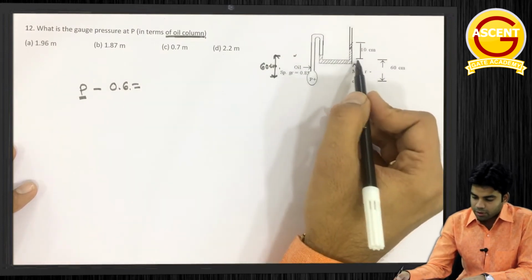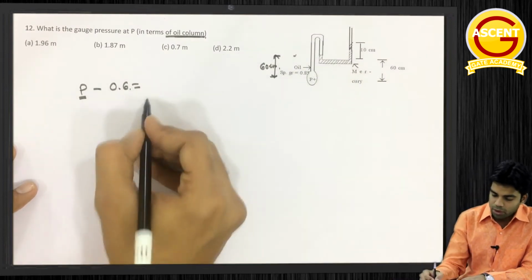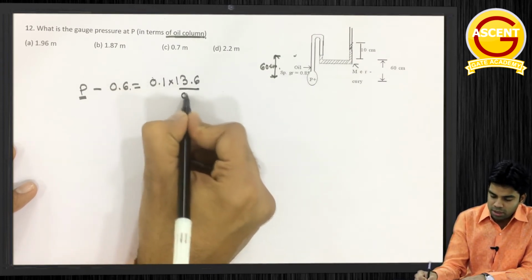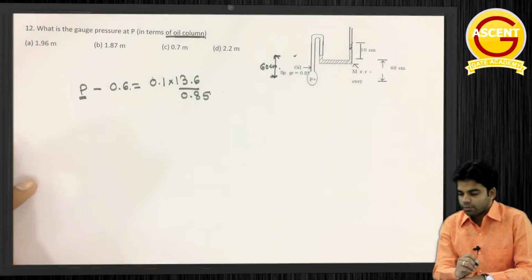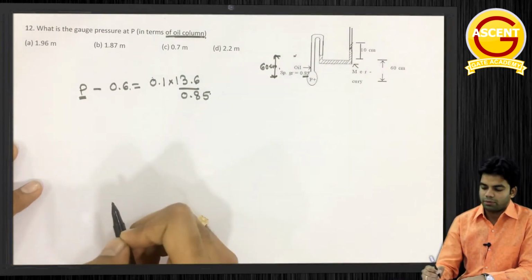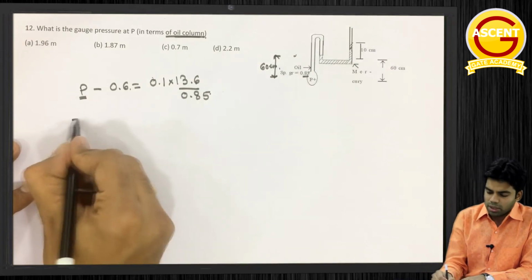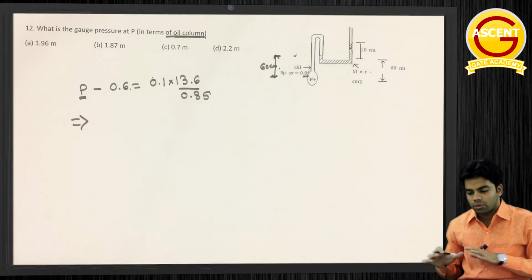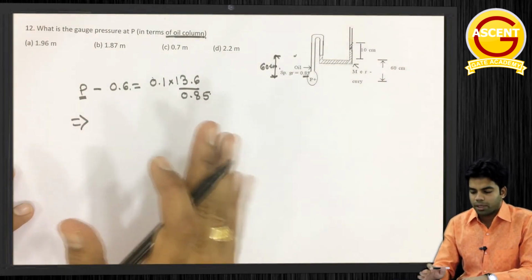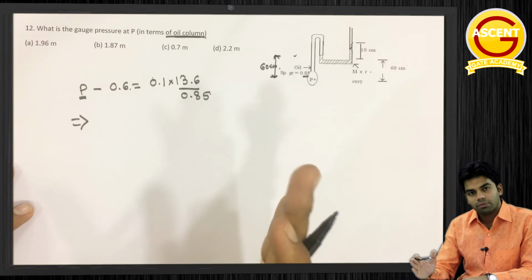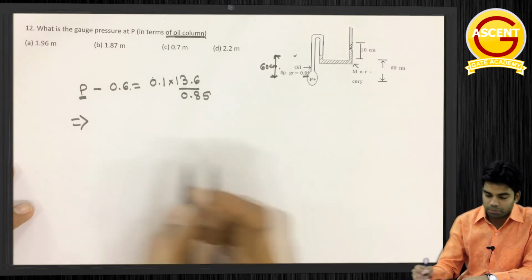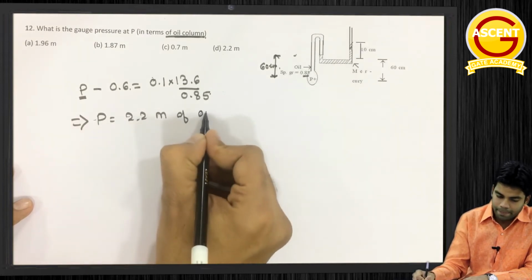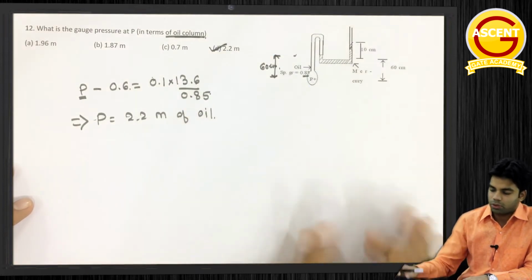now here we have it in terms of meter of mercury. How can we convert it in terms of meter of oil? So into 13.6 divided by 0.85, since the specific gravity is given as 0.85. Very simple. You can see how quickly we can solve. Otherwise we would have to solve it in terms of kilopascal and then convert. So we can directly solve it in terms of meter of oil. If you want, you can directly solve it in terms of meter of mercury also, as demanded in the question. So here this P will be equal to 2.2 meter of oil. So the answer should be D, 2.2 meter of oil.